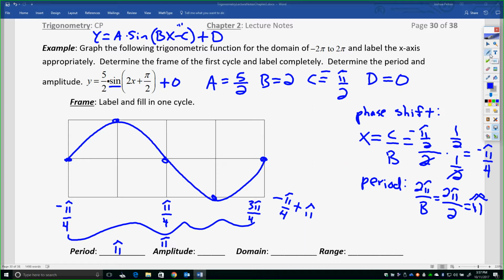Okay, so the next one we can probably figure out between negative pi over 4 and pi over 4. That's 0, because you add them up, you get nothing. Divide by 2, you still get nothing. Alright, next one, pi over 4 and 3 pi over 4.